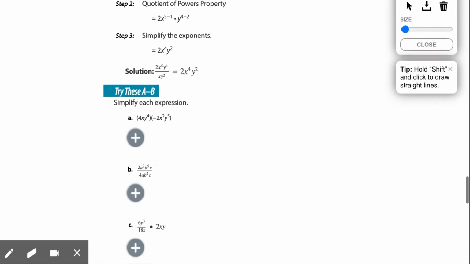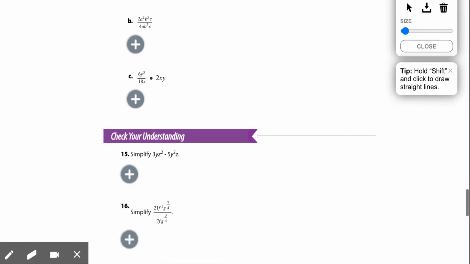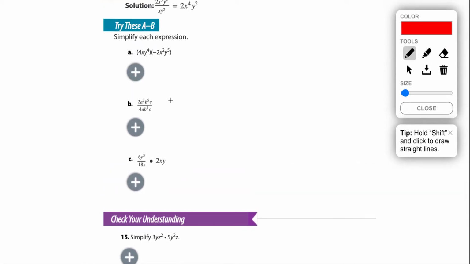So let's just see 1, 2 quick examples so we can move on. Let's look at A right here. 4xy to the 4th times negative 2x squared y to the 5th. Well, let's multiply our coefficients since they don't have anything else to do with the exponents. Those are the like terms we're going to combine. 4 times negative 2 is negative 8.